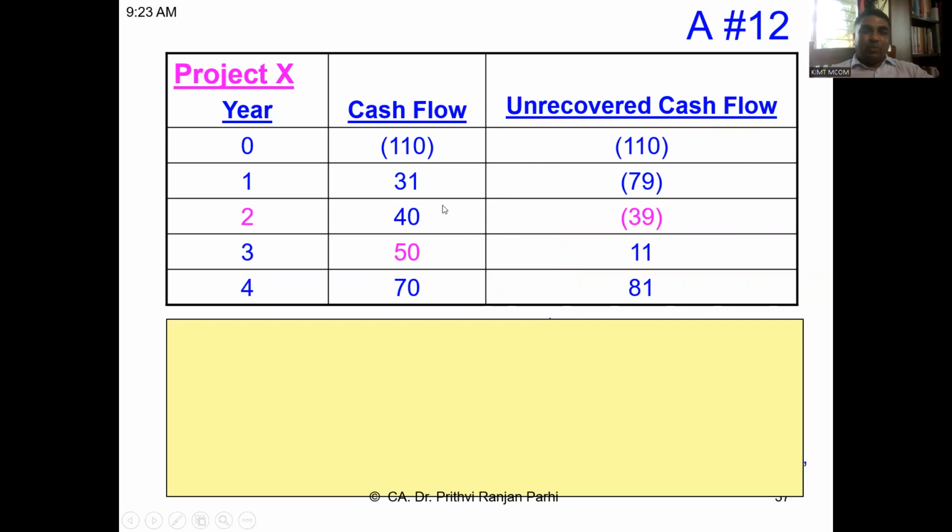Year 2, 40 is recovered. That means out of 79, 40 is recovered, 39 is unrecovered. Year 3, 50 is recovered. That means the entire 39 is recovered and the project starts giving me positive cash flow. That means the payback period here is 2 years plus some months. During the third year, the initial cash flows are recovered.